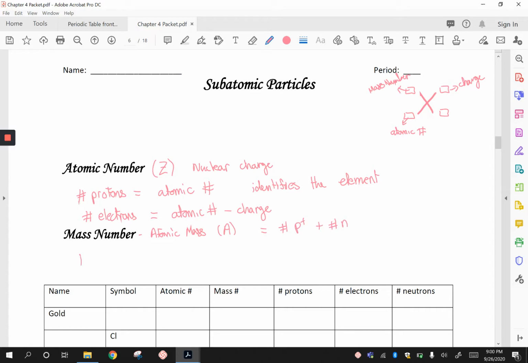So if I wanted to get the number of neutrons by itself, I would take the mass number and subtract the atomic number from it. The mass number is the protons and neutrons together. The atomic number is just the protons. So if I subtract the two, I get the number of neutrons.